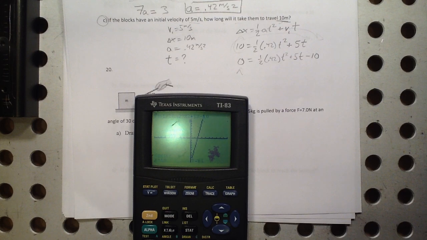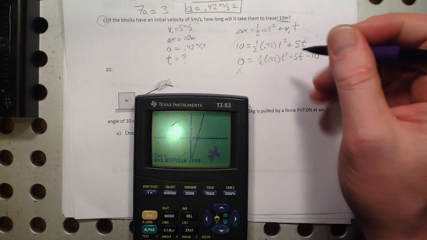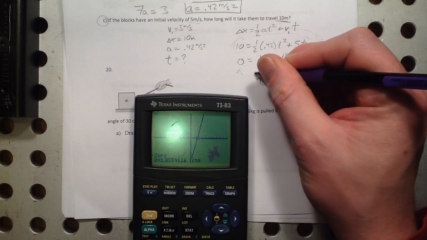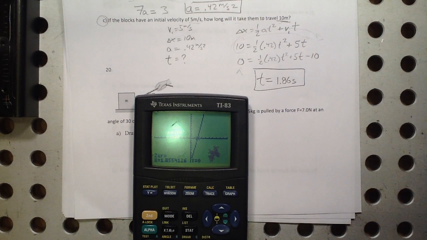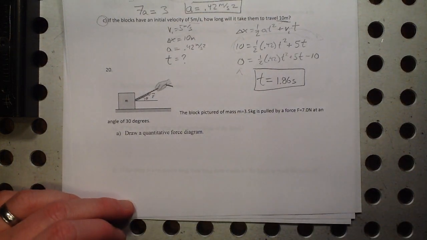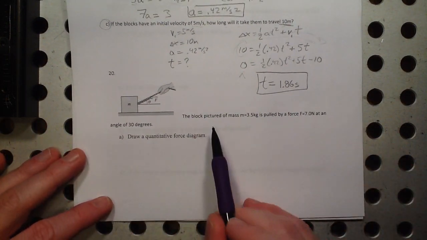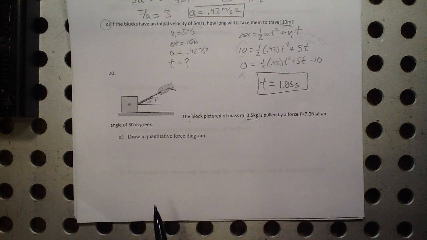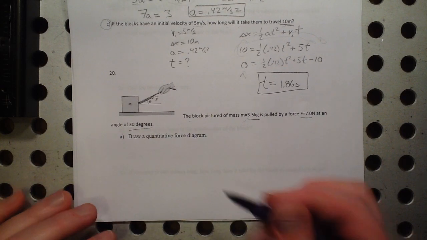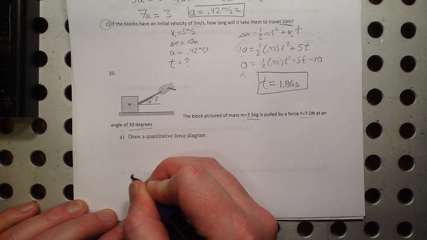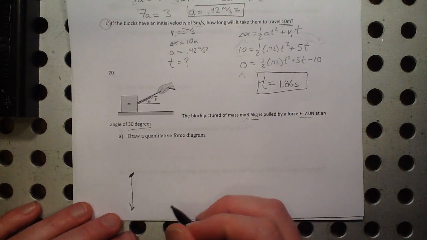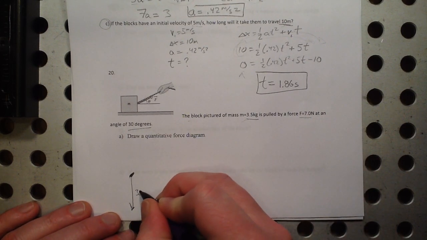All right, fun stuff. All right, block pictured of mass 3.5 kilograms. It's pulled by a force of 7 newtons at an angle of 30 degrees. So let's see what we got here. We've got gravity would be 35 newtons, being pulled by a force of 7 newtons. That's the force of the pull at 30 degrees.